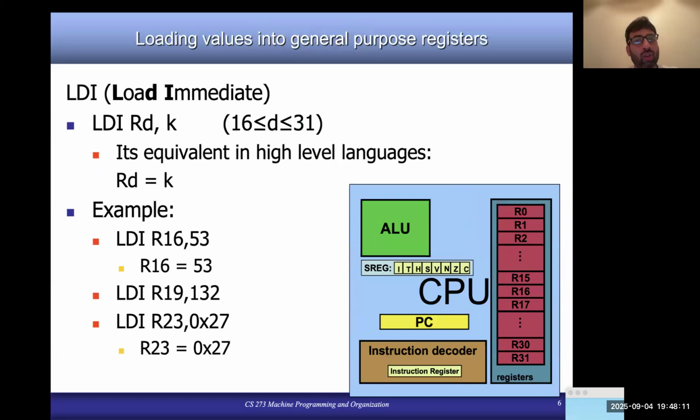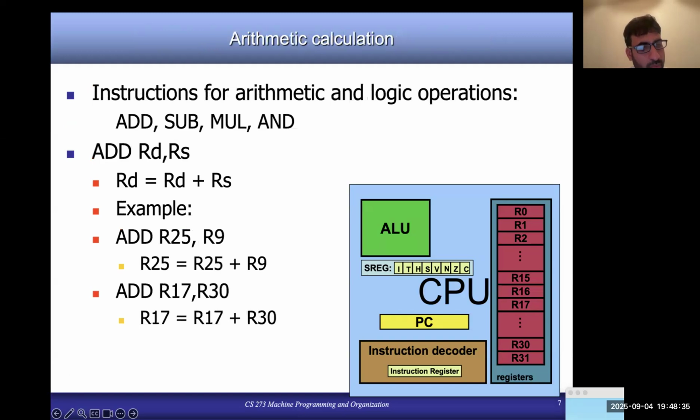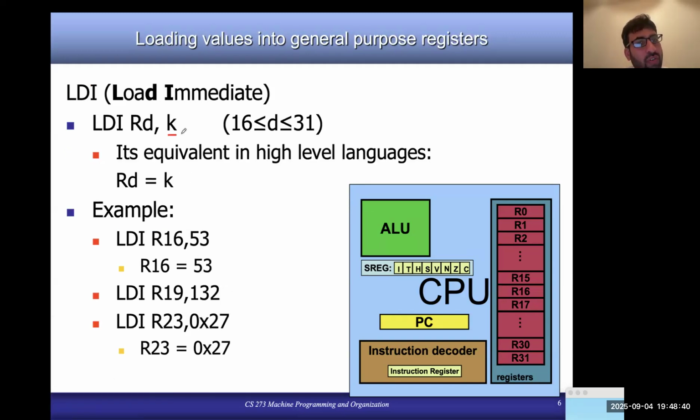So let's first talk about our first instruction, which is load immediate. I think you have used this instruction in the first lab and also in lab 2. The job of this instruction is to put an immediate value in a register. Here K is the immediate value which you want to put in a register, and RD is the name of the register in which you want to put the value.